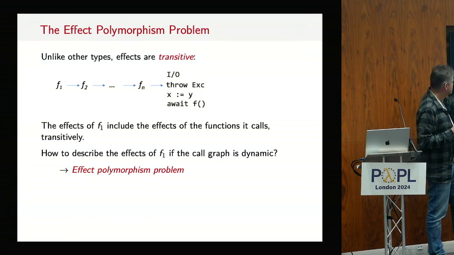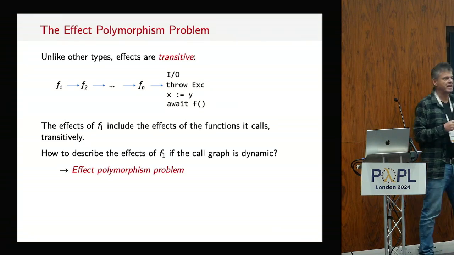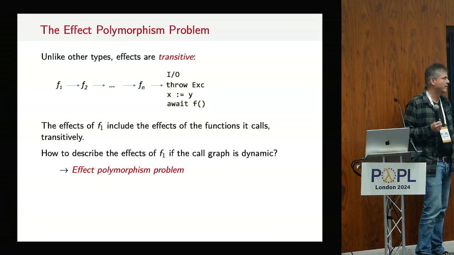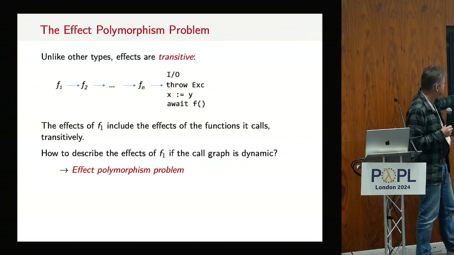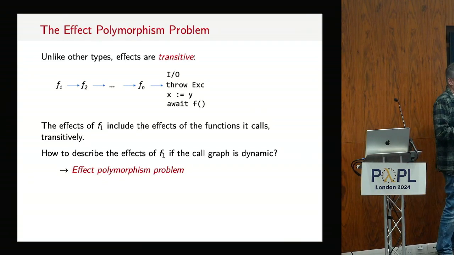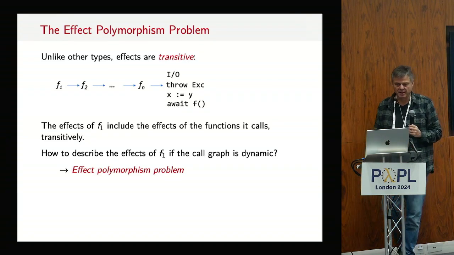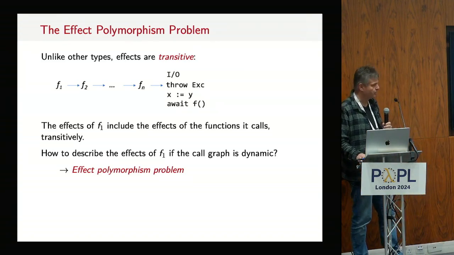And the problem is, if that graph, the function graph, is dynamic, as it usually is when you have virtual calls or higher-order functions, then it's hard to describe what the effects of F1 are. So that's the so-called effect polymorphism problem, and it's a problem that has been with effect systems since the beginning, 30 years ago.